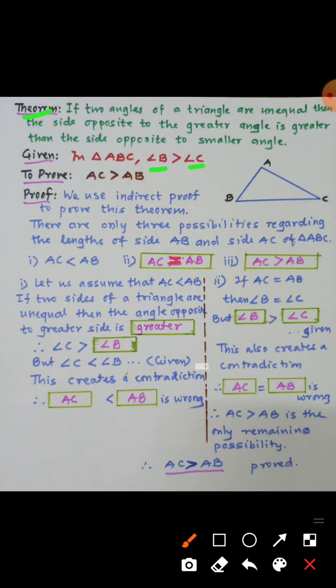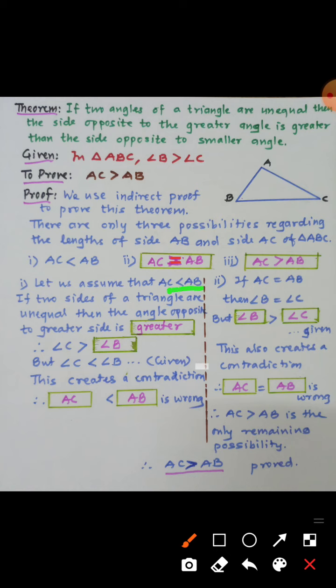Proof. We use indirect proof to prove this theorem. There are only three possibilities regarding the lengths of sides AB and AC. The first possibility is AC is less than AB, the second is AC is equal to AB, and the third possibility is AC is greater than AB. So, first of all, we will see the first possibility. Let us assume that AC is smaller than AB.